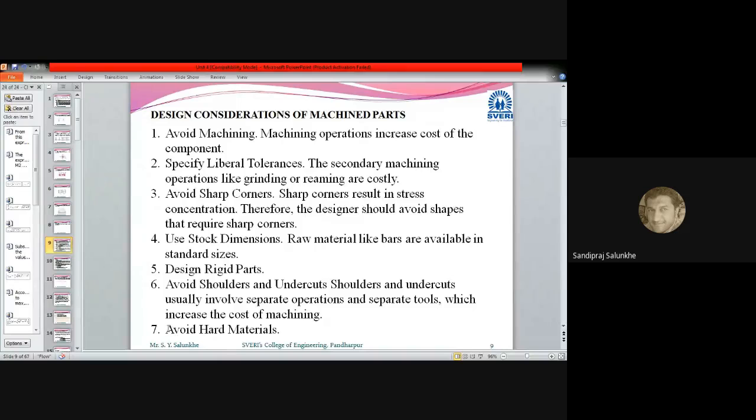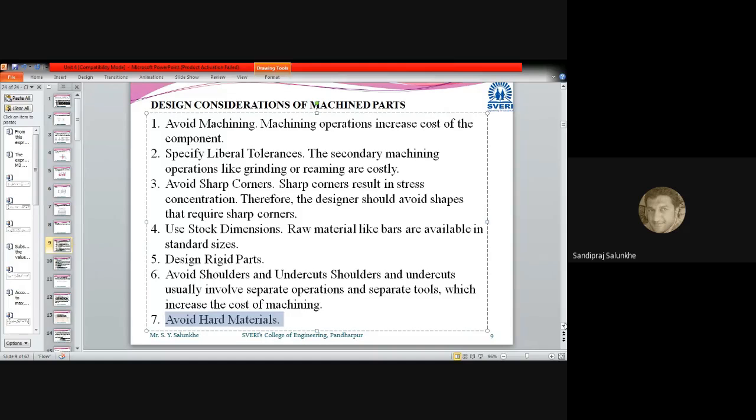Then avoid hard materials. If you are going to manufacture any component with the help of machining, then the material you use should be considerably soft, because hard material requires more tooling. The tool which you use requires more hardness, right? And definitely that cost will increase. That's why we have to avoid hard materials if the part is manufactured by means of machining.